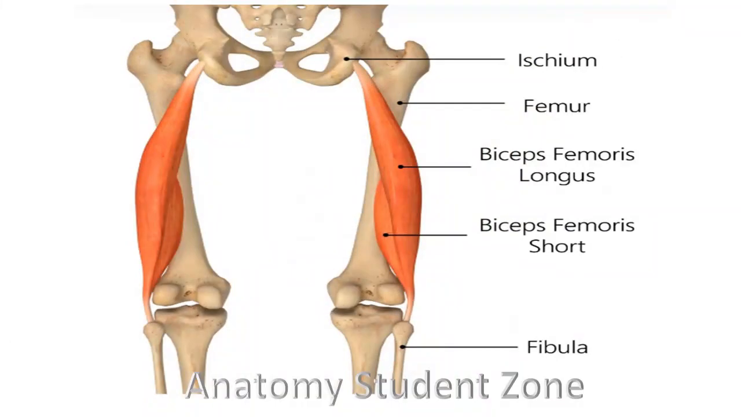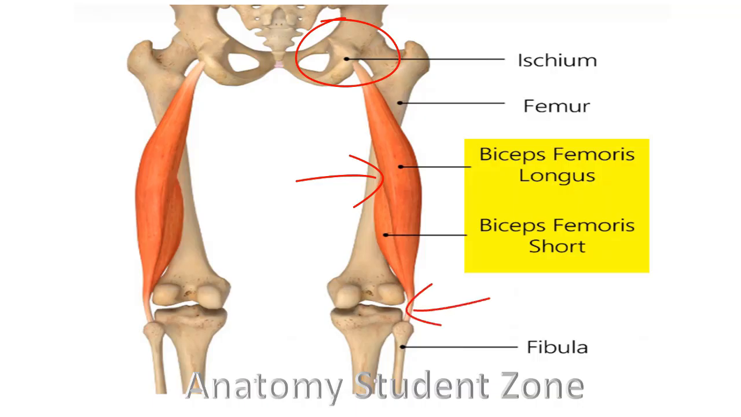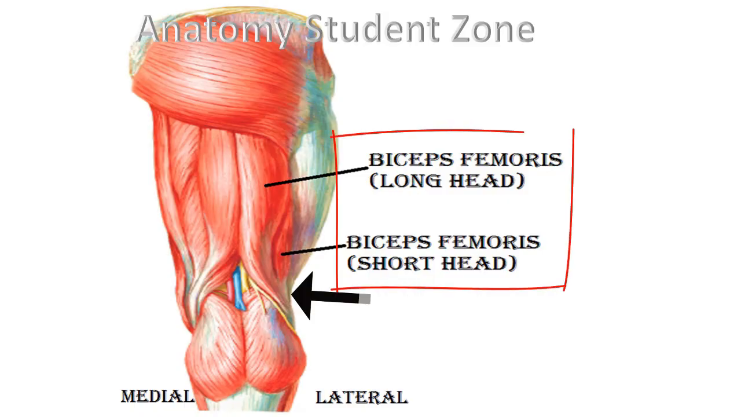In the upper part you have seen they had separate attachments. One was from the ischial tuberosity, the other was from the lateral supracondylar ridge and the linea aspera. But their distal attachment is the same, because at the inferior part of the thigh, the long head and the short head are joined together and form a tendinous part. And this round tendon is going to attach on the lateral side of the knee joint, as we can see here. So both heads have a common attachment on the lateral side of the knee joint.